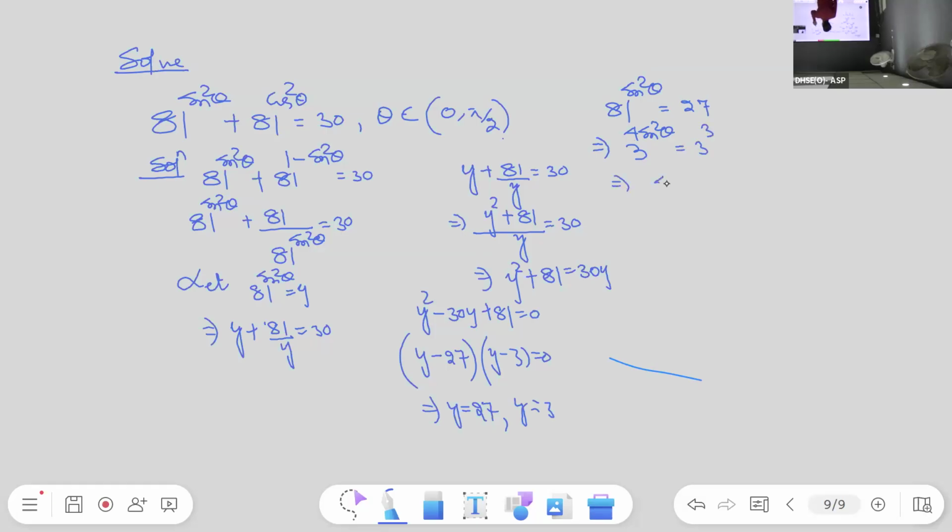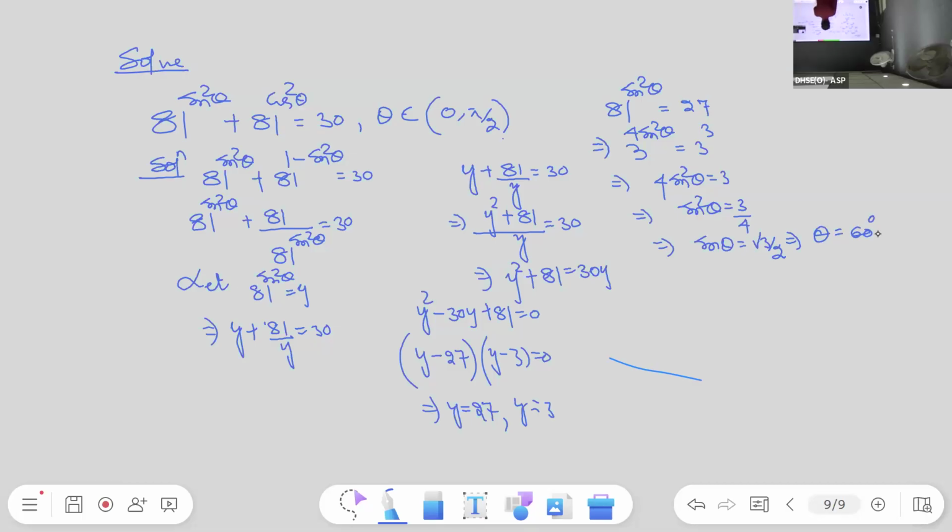This implies 4 sin square theta is equal to 3. Sin square theta is equal to 3 by 4. Sin theta is equal to root 3 by 2, which implies theta is equal to 60 degree.